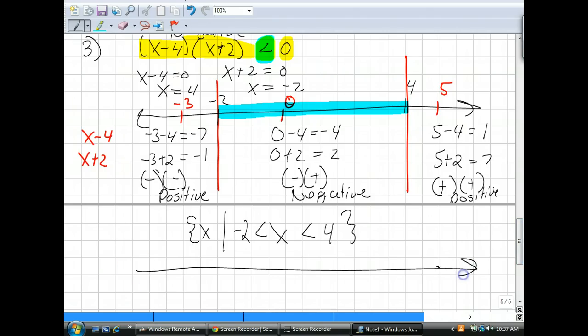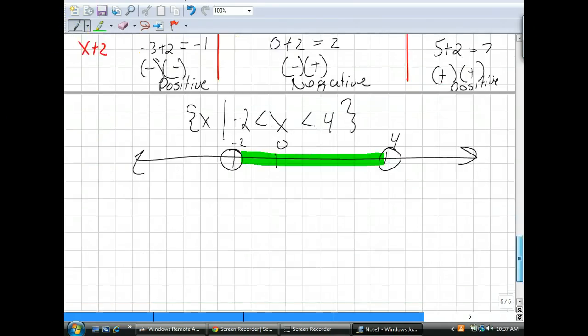My number line solution would look like this. Here's -2, here's 0, here's 4. So it would be an open circle on -2, an open circle on 4, and everything in between. So that would be the solution to that problem.